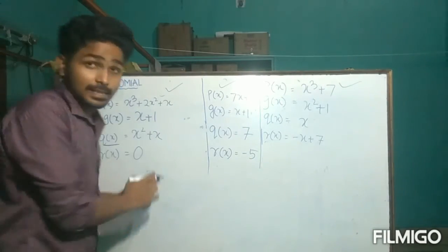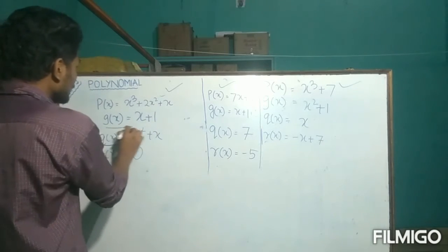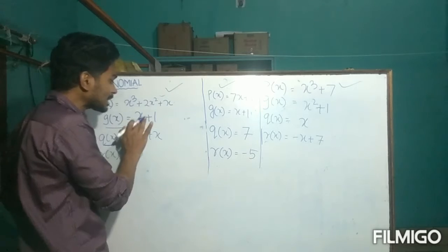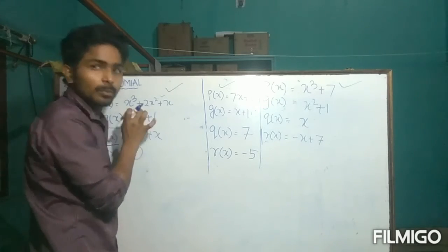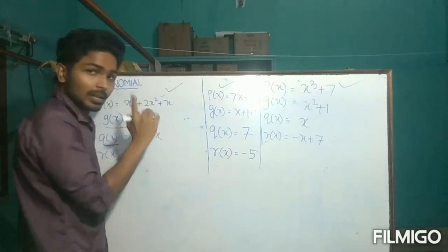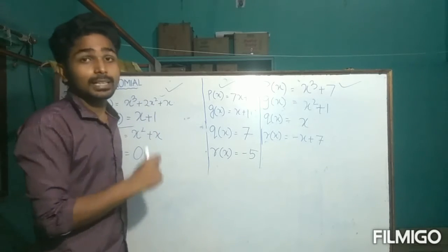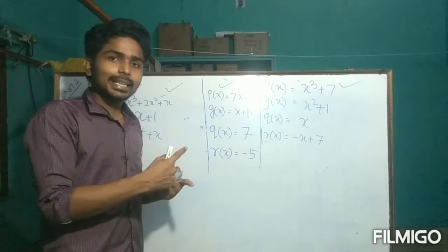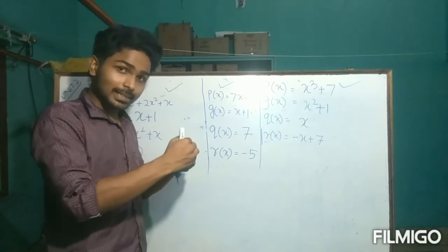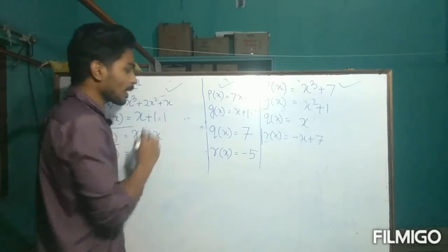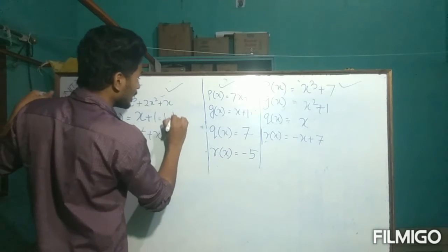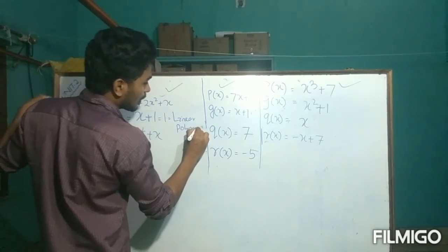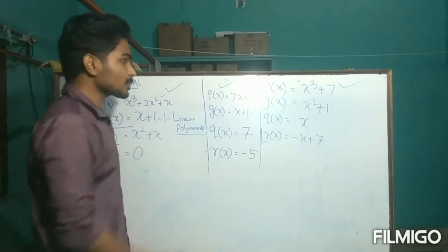Now discussing the first case. You see in the first case, g of x is known as the divisor and the divisor is x plus 1, and it is a binomial term and the highest power is 1. Since the highest power is 1, it is known as a linear polynomial. Why? Because if the highest power is 1, then it has the degree 1. Since the degree is 1, it is known as a linear polynomial. Okay, clear?